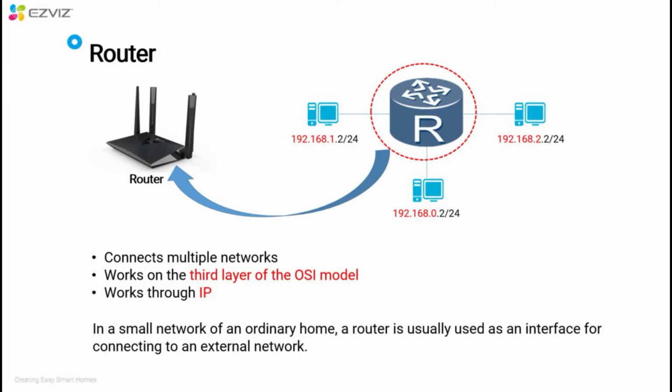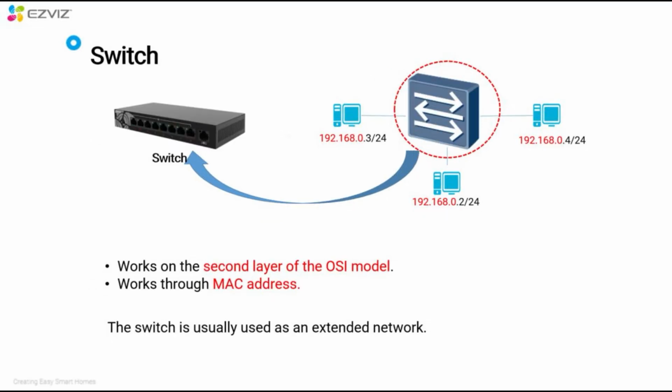In a small network of an ordinary home, a router is usually used as the interface for connecting to an external network. The next network equipment is the switch. It works on the second layer of the OSI model, which is the data link layer, and it works through MAC address. The key role of the switch is to extend the network.